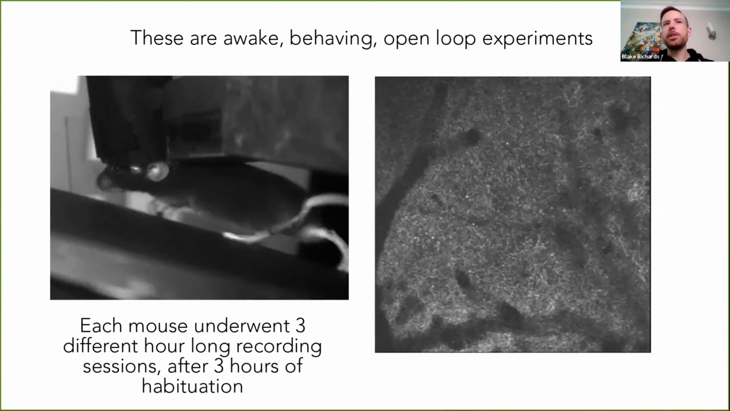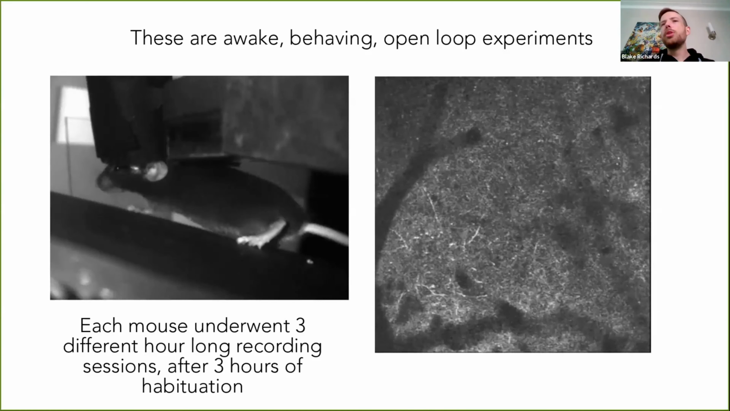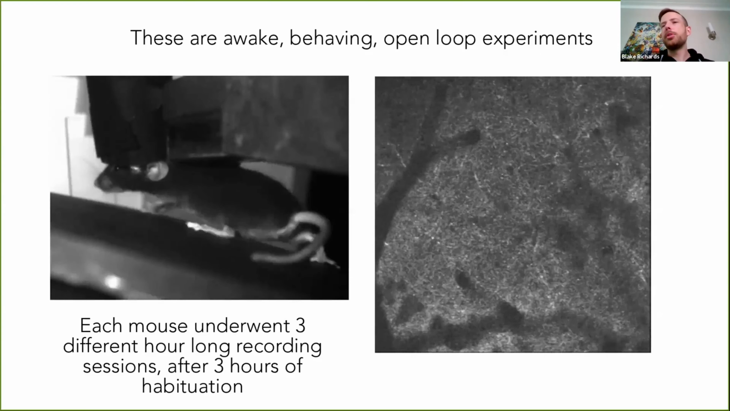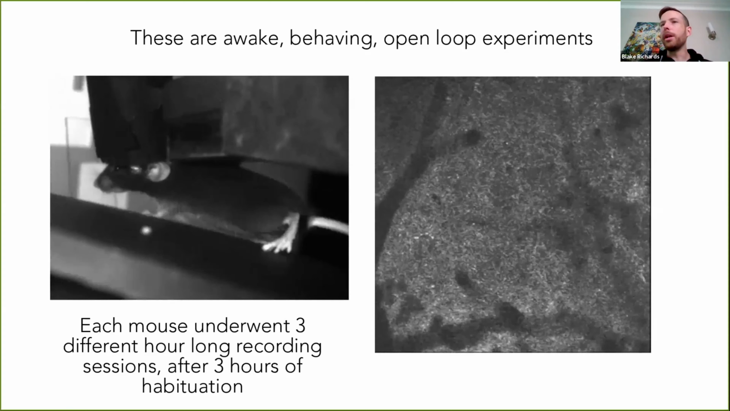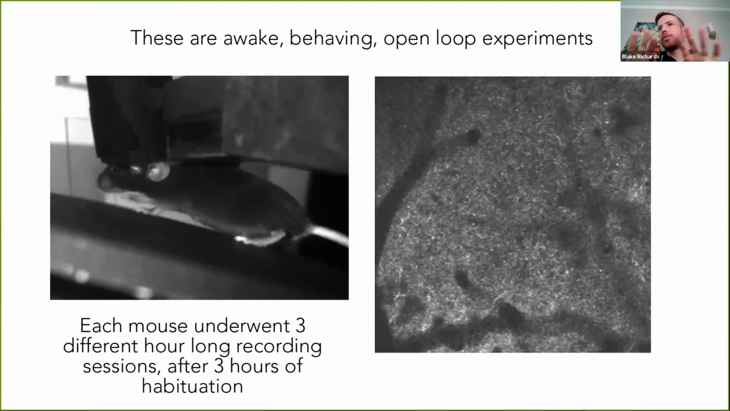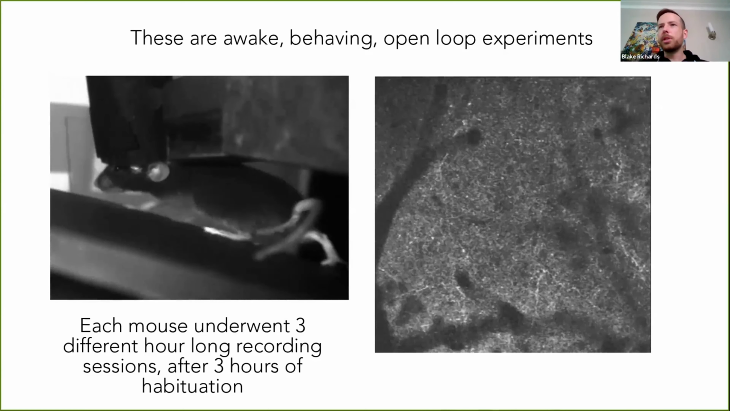So here on the left, you can see a mouse on the running wheel. And there on the right, you can see what some of the raw images look like from the apical dendrites in layer 1. So that little lightning storm there, those are the apical dendrites lighting up as the animal views visual stimuli.